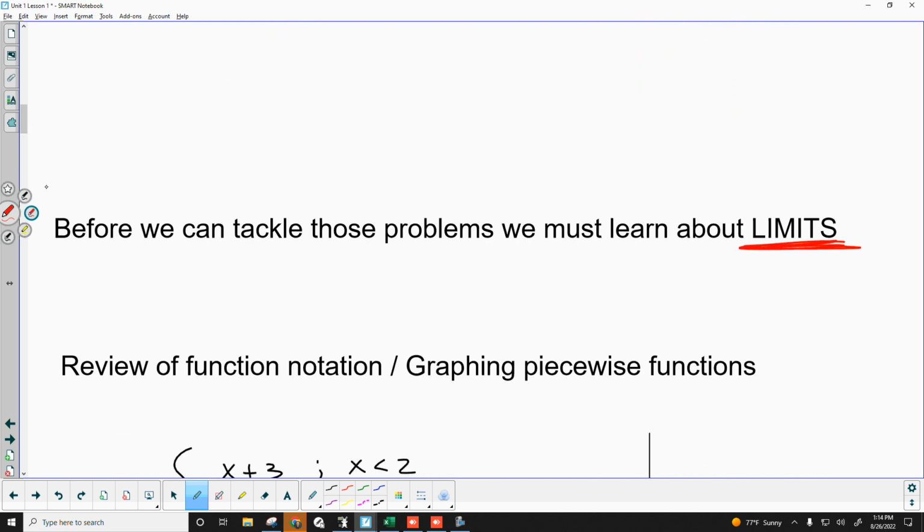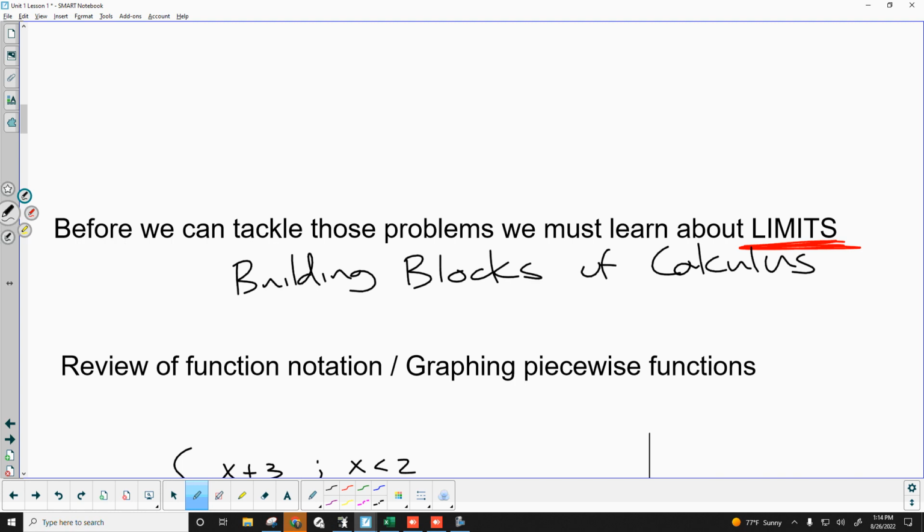Okay? Limits are the building blocks of calculus. We have to know the theory behind limits. To help us know the theory behind a limit, we're going to do some problems. We're going to set up certain types of problems to make sure that if I know how to do this, I kind of know the theory behind it.